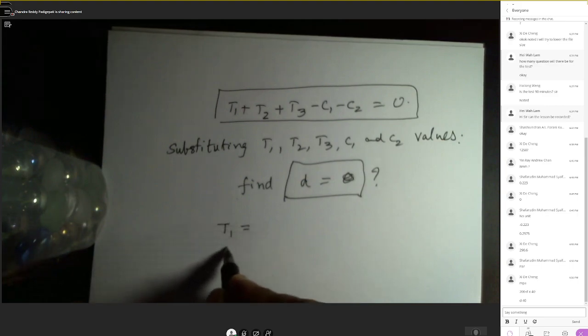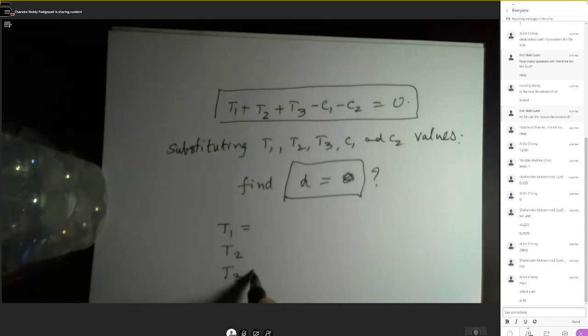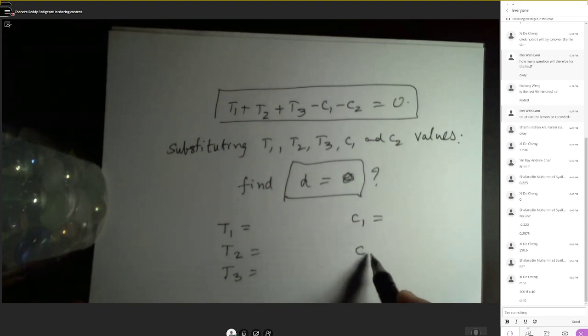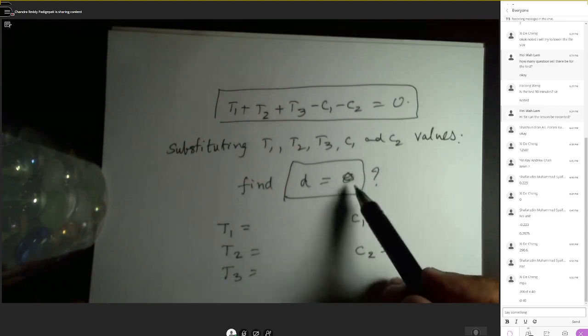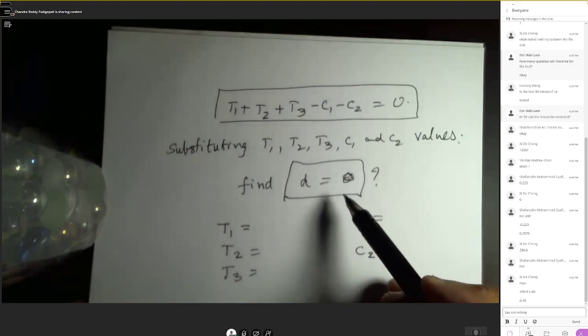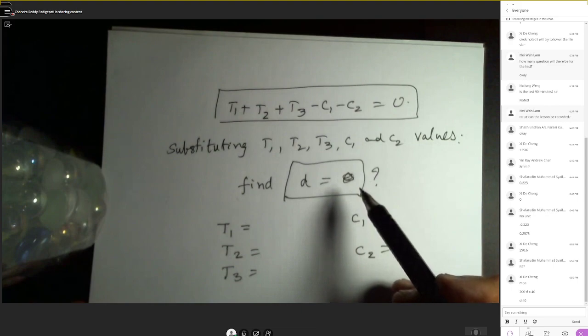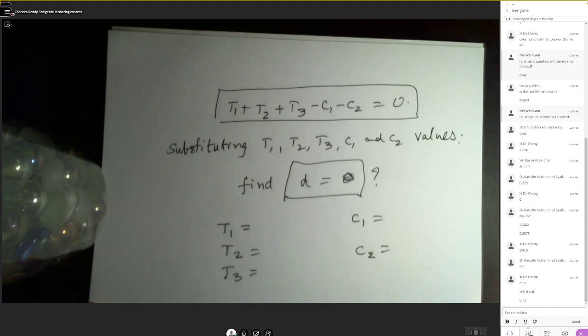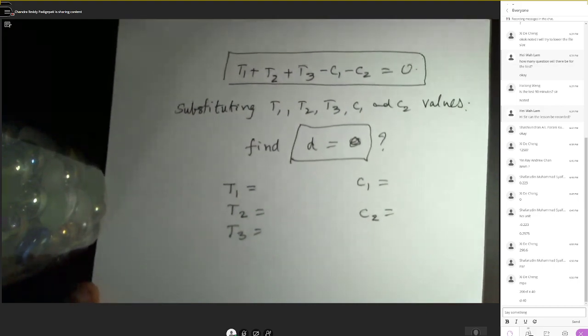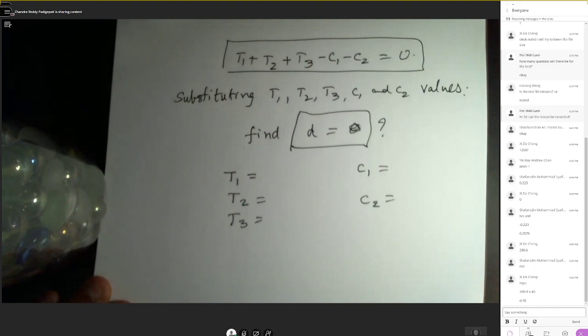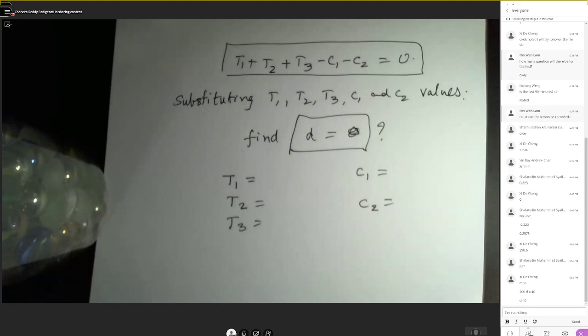Afterwards, you need to calculate what is T1, what is T2, what is T3. Then calculate C1 and C2. First, establish the neutral axis D from the bottom. Let me know the moment you get the D value.